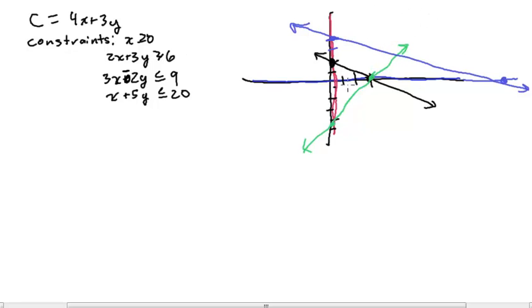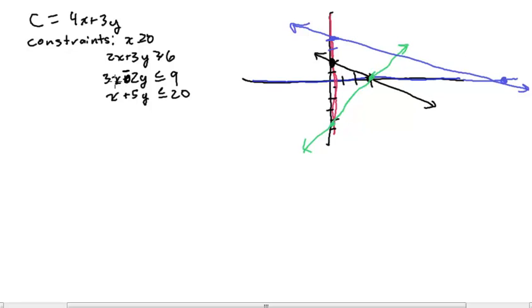We'll shade in above. If I thought maybe my region was here, I'd pick the point 0, 0. So when x is 0 and y is 0, this would give me 0 is greater than or equal to 6, which is a false statement. So I know that the region to shade in here is the region above this line. So now I have the region to the right of the red line, above the black line.